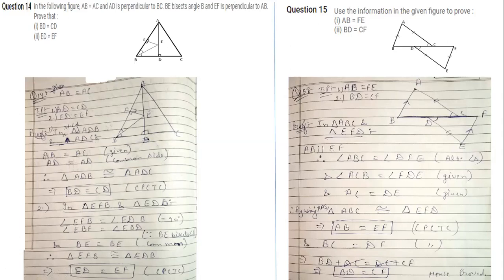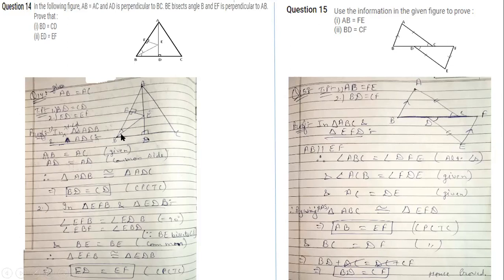Come to the second part. Again, I have two triangles, EFB and EDB. Angle EFB is equal to angle EDB. Both are 90 degree perpendiculars, so both are 90 degrees. Angle EBF is equal to angle EBD. Why? Because it is given that BE bisects angle B.